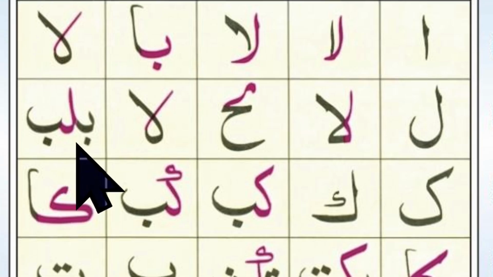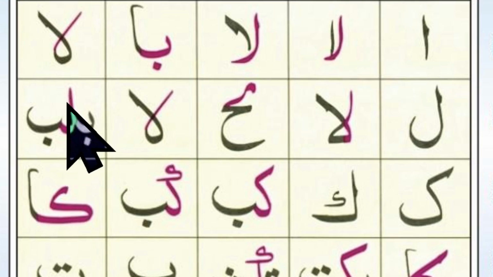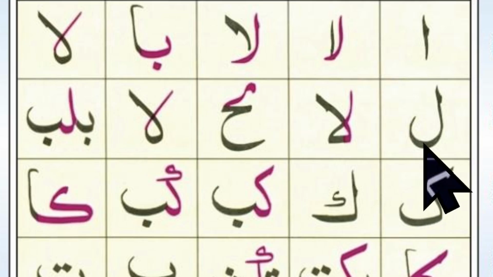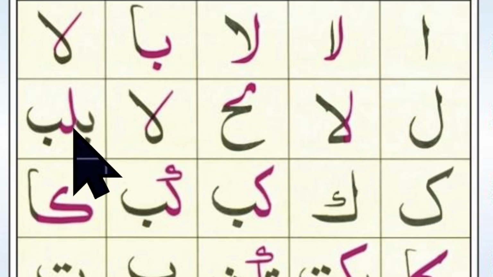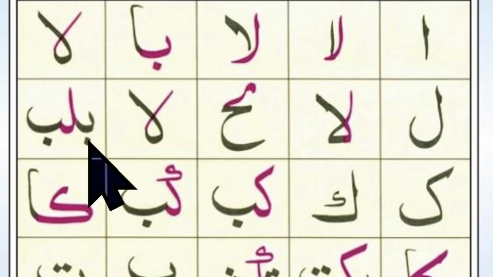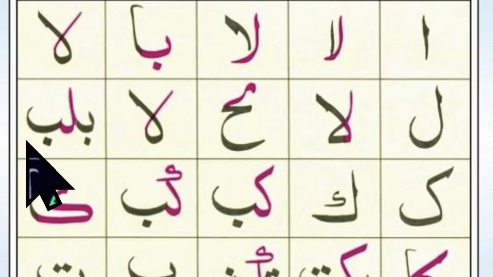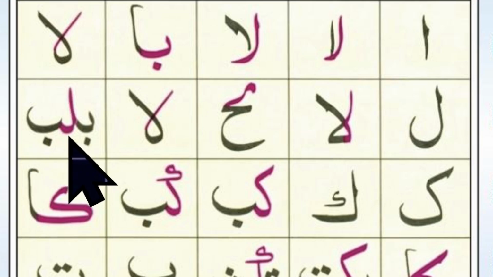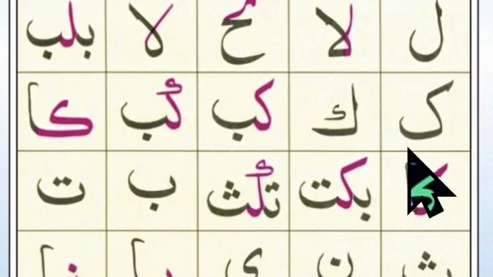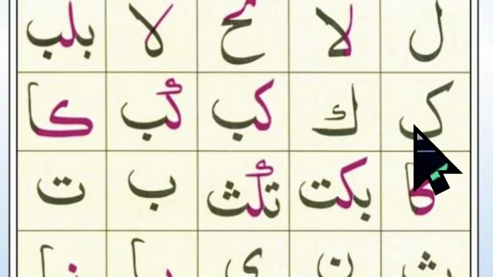The first one is ba, and then the next one is lam, a small shape of lam. We can see here that in the joining shape, lam looks like this. Ba, lam, ba. So 3 letters. Ba, lam, ba. And the next one, in the next line, is kaf.